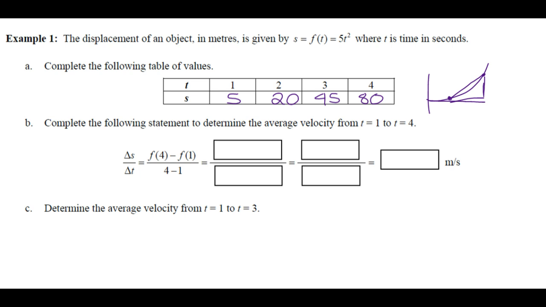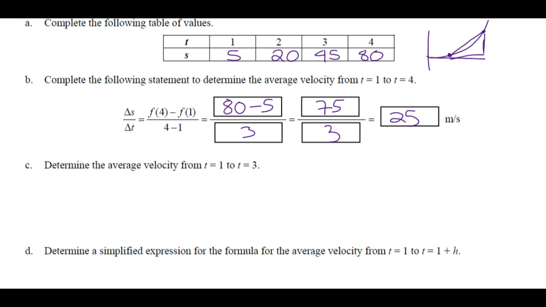So slope, well, the change in displacement over the change in time. So f of 4, which is 80, minus f of 1, which is 5, over 4 minus 1, which is 3. So that's 75 over 3, or 25 meters per second, and give it as a velocity. There should be a direction associated with it, but I didn't make up the sheet.